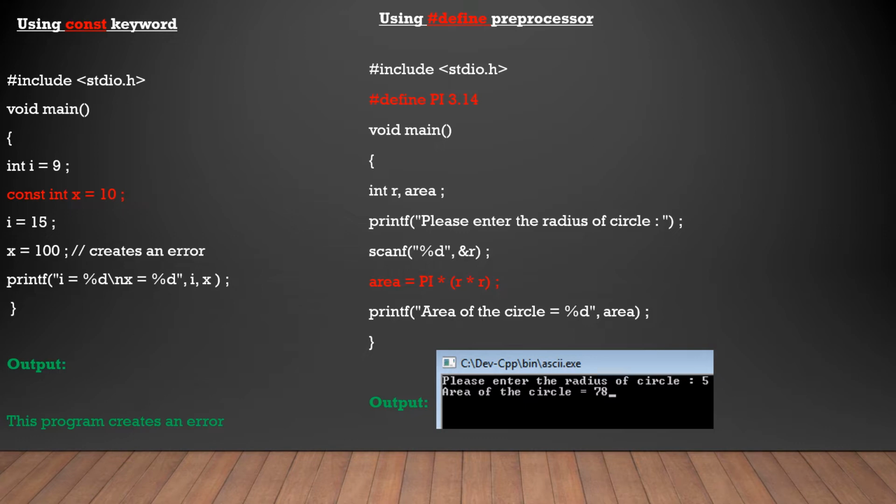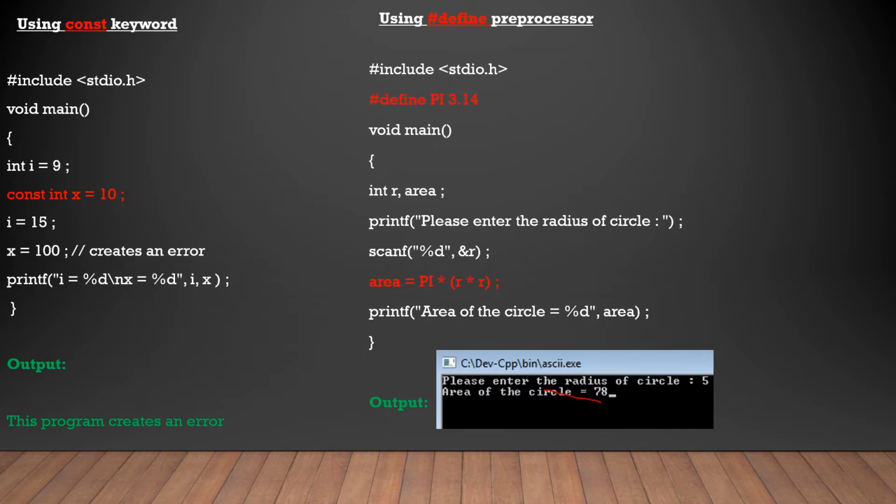Okay guys, but here you have declared this as a normal integer variable, i equal to 9, and it can take i as 15. The value of i gets changed, but the value of x cannot change because it is constant. The value is fixed throughout the execution of the program. So whenever the compiler sees this, it says that it is an error.